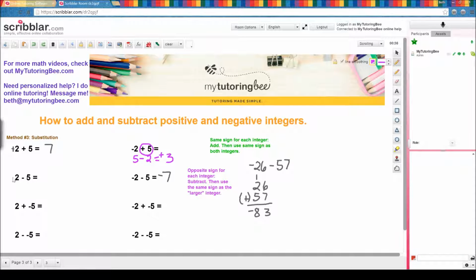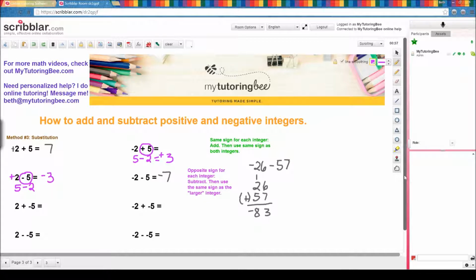I'll show you with this one as well. I've got a positive 2 and a negative 5. So again, I've got opposites, so I'm just going to subtract 5 minus 2. I just want the difference between these two, which is 3. But now this time my 5 is negative, so that means my answer is going to be negative. Think of it like with those counters before. I have more negatives than I do positives, so it makes sense that my answer is going to be negative.